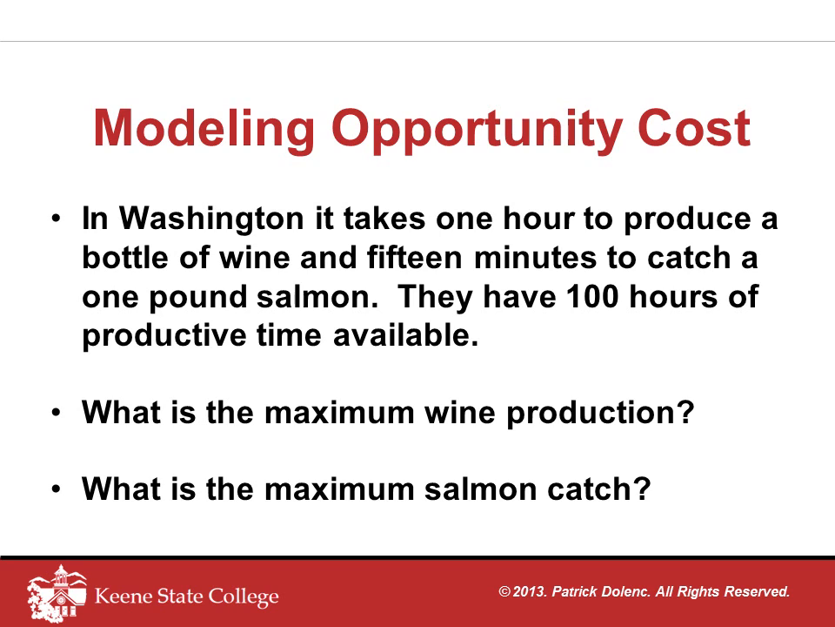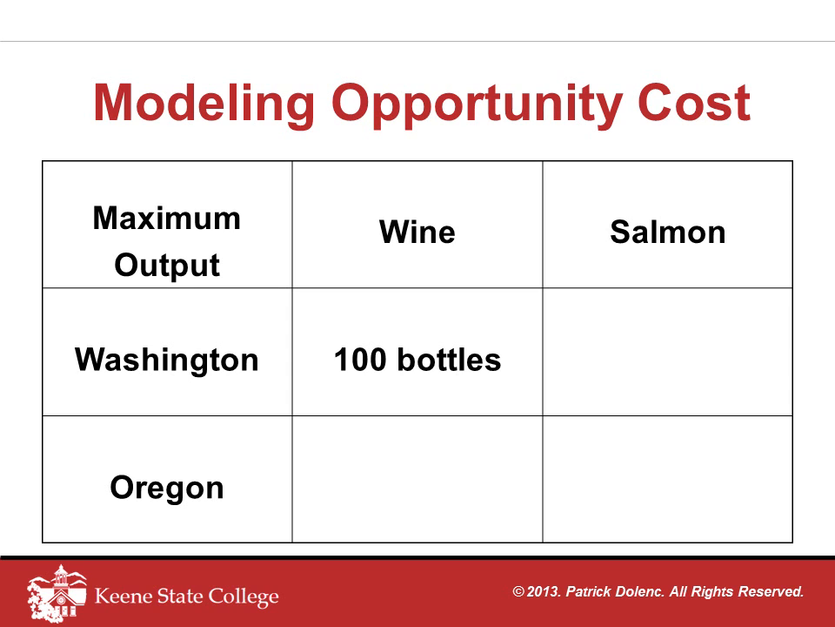So first, the wine production question. If it takes an hour to produce a bottle of wine, and we have 100 hours available, then it's a very simple quantitative problem to determine that using all the time exclusively in wine production would produce a maximum of 100 bottles of wine. 100 bottles of wine in Washington is possible only if no time whatsoever is devoted to catching salmon.